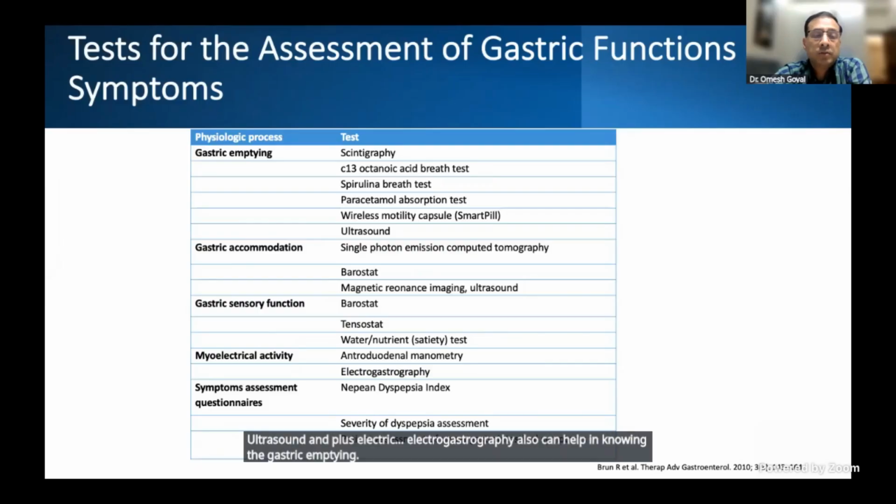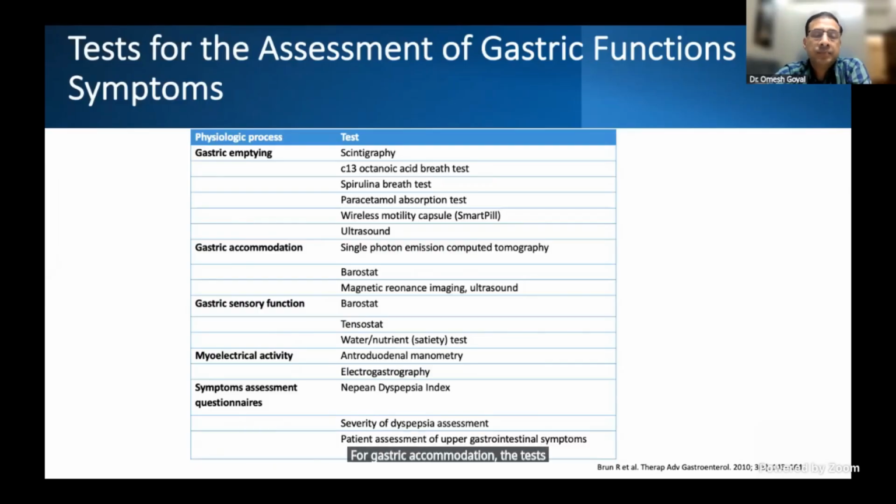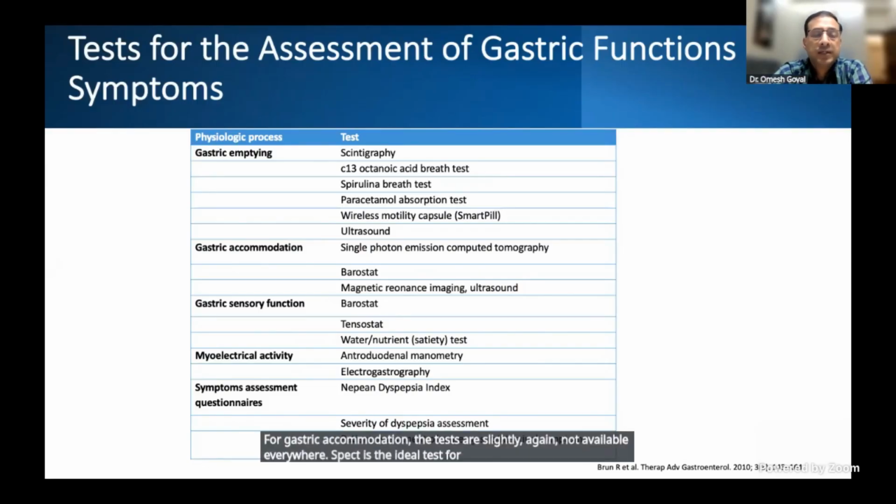For gastric accommodation, the tests are again not available everywhere. SPECT is the ideal test for that. Barostat again is not available. MR imaging and ultrasound can tell us about gastric accommodation. So in patients who have persistent meal-related symptoms, we can go for these tests.